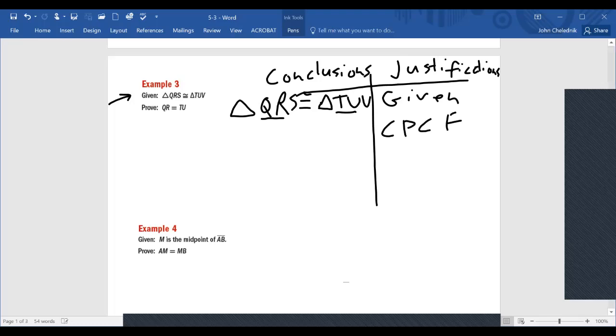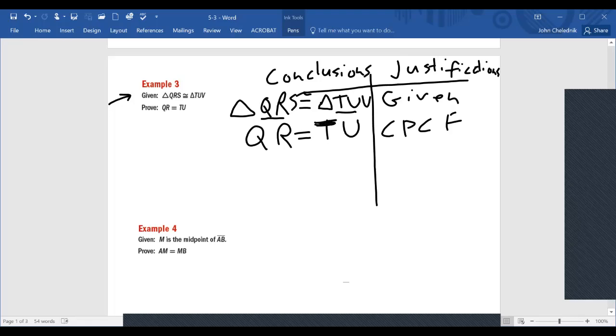CPCTC is the theorem that tells us that those are congruent parts within those shapes, okay? So CPCTC allows us to actually conclude that QR is equal to TU, all right? And that's the end of the proof.